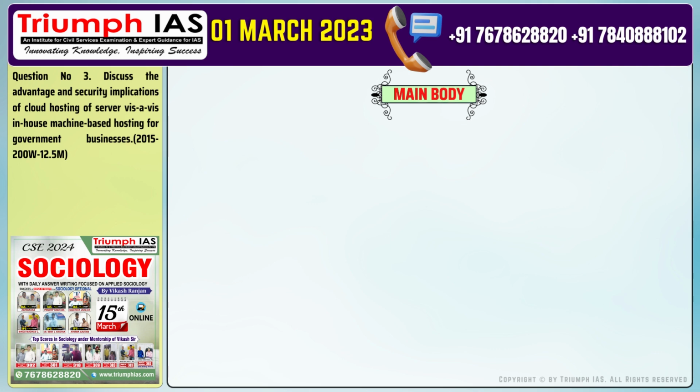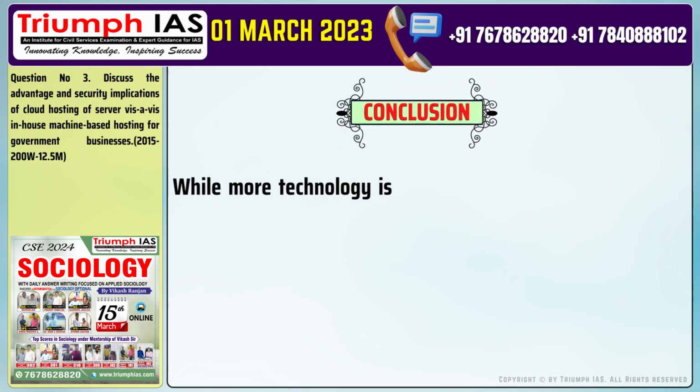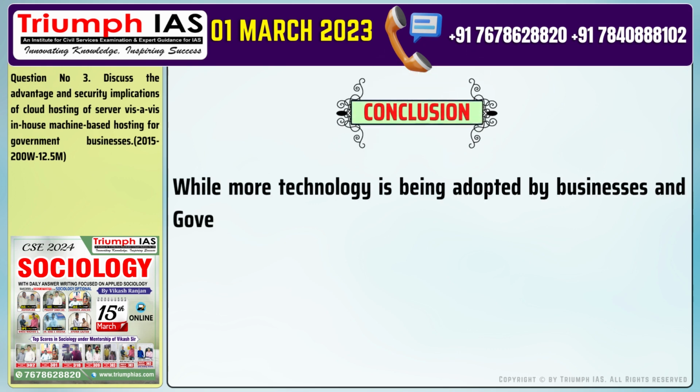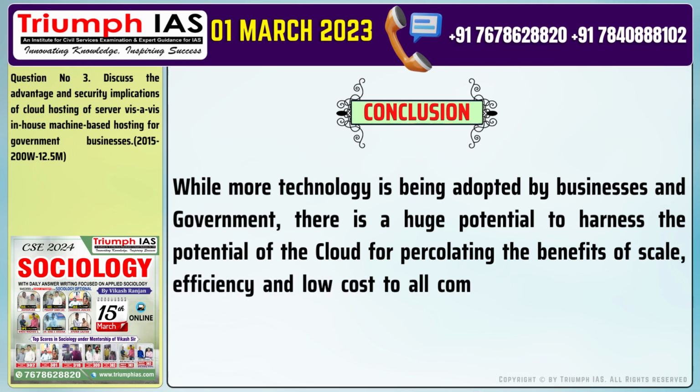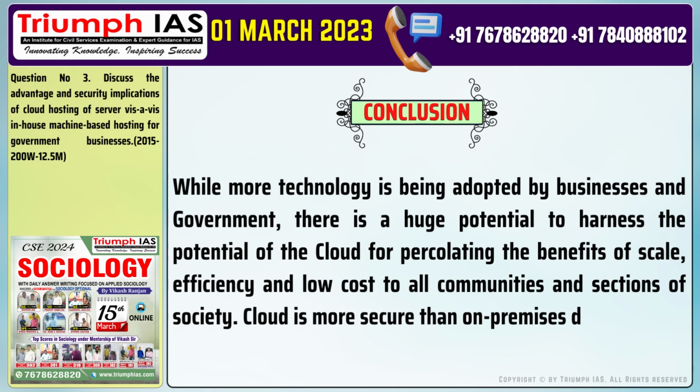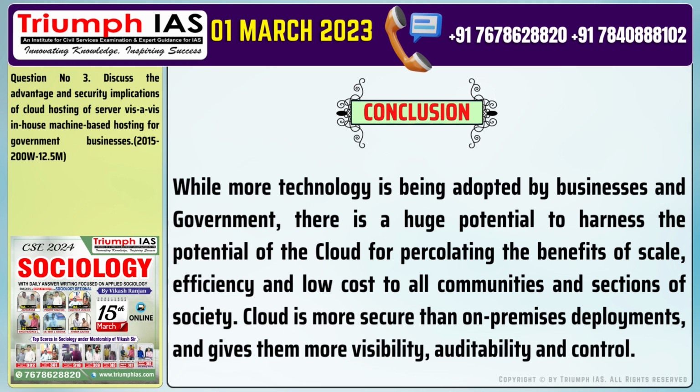Indian government has started using cloud to benefit masses and launched massive projects like Aadhaar, National Population Register, National Rural Health Mission, and MNREGA. The conclusion of the answer is, while more technology is being adopted by businesses and government, there is a huge potential to harness the cloud for percolating the benefits of scale, efficiency, and low cost to all communities and sections of society. Cloud is more secure than on-premises deployments and gives them more visibility, auditability, and control.